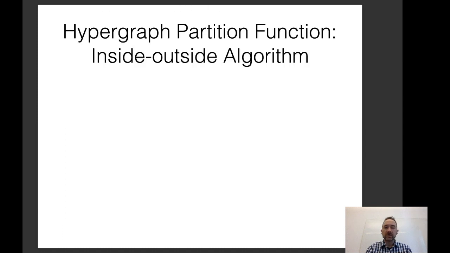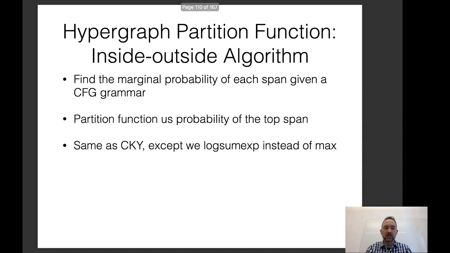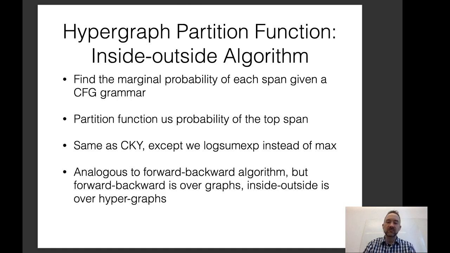And similarly, like I just mentioned, we can use this to calculate the partition function. The way we do this is we have a marginal probability of each span given a CFG grammar, and the partition function is the probability of the top span. This is the same as the CKY algorithm, except instead of using max, we use log sum exp. This is exactly like the difference between the Viterbi algorithm and the forward-backward algorithm that we talked about for CRFs.